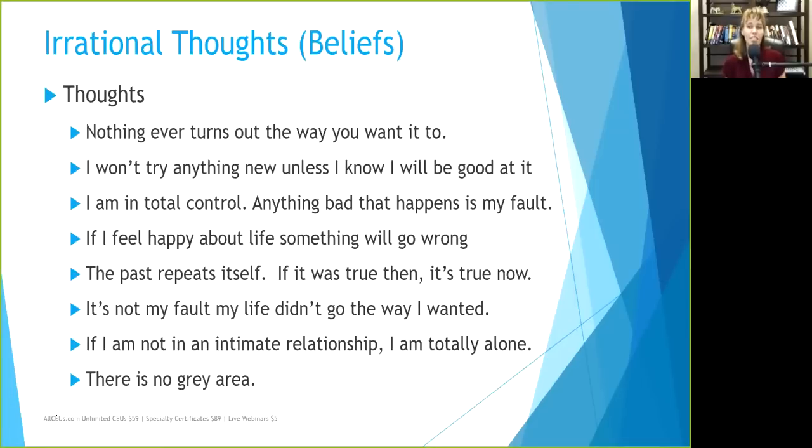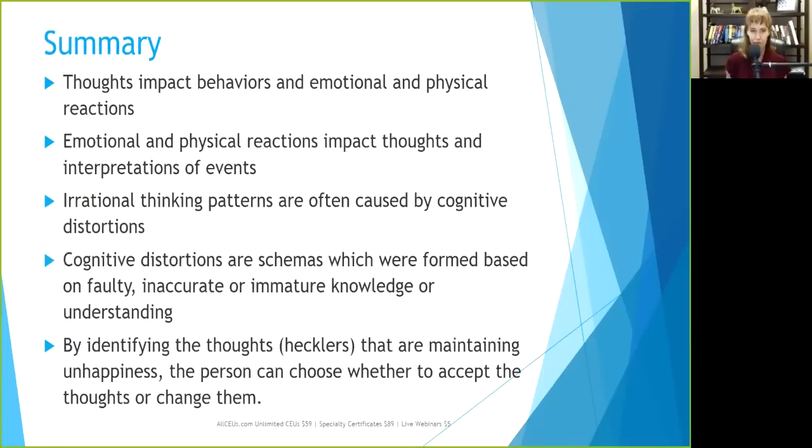If I'm not in an intimate relationship, I'm totally alone. Again, that's pretty extreme. I'm either in an intimate relationship or I am alone and a loner, and it's just me and my 17 cats. Which follows with there's no gray area. So encouraging people to really look at what these beliefs are saying is important.